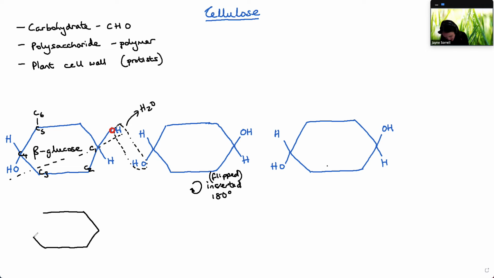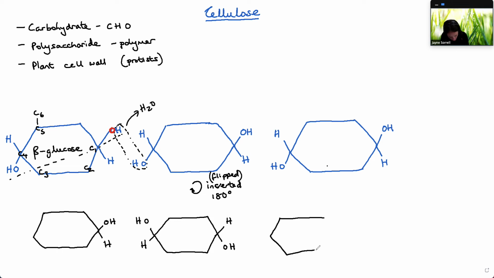This one stays the same, so it's still got its OH group at the top and its hydrogen at the bottom. But this one is going to be flipped. So now the OH group is at the top and the hydrogen is at the bottom. And up here, the hydrogen is at the top and the OH group is at the bottom. This one is not going to flip, because it's only every other, so the next one here will flip. So this one still has its OH group at the bottom, and so on, like that.